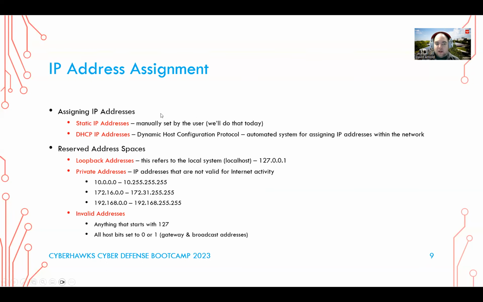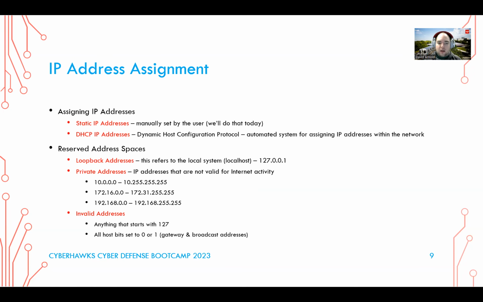In terms of assignment, there are 2 different ways, generally speaking, that we assign those IP addresses. You could use static IP addresses. So we can manually set the IP address that we want to work with here. And that's what we'll do today. So we'll go into our 4 machines, and we'll set our IP addresses there.